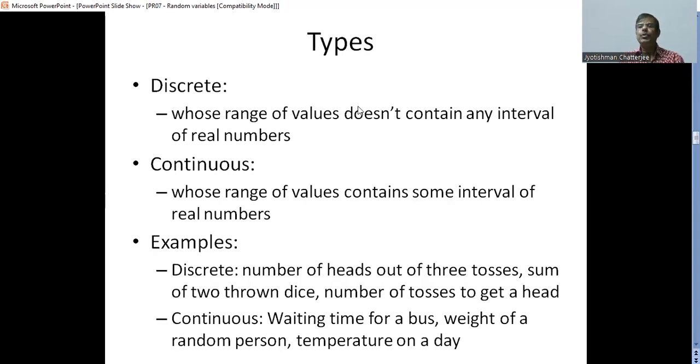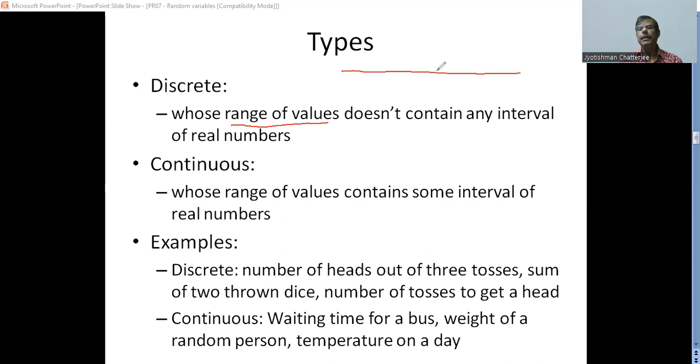Now we come to two types of random variables. Those are discrete and continuous. What is a discrete random variable? It is a random variable whose range of values. What is the meaning of range of values of a random variable? That means possible values of the random variable. A discrete random variable is one whose range of values doesn't contain any interval of real numbers.